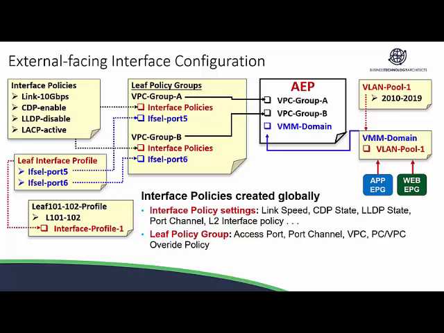In an external facing interface configuration, you can actually see the interface policies. The leaf interface profile has the interfaces. The leaf switch profile has the actual switches that are going to be bound to that interface. So interface policies are created globally. So link state, CDP, LLDP, port channel, doesn't matter. I just create a policy and use that globally. The leaf policy group governs the access ports, and whether port channels, VPCs, or port channel or VPC override policy are going to be used.